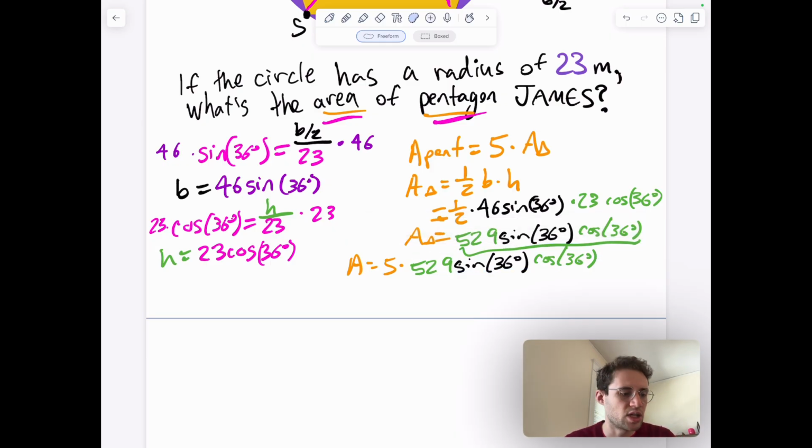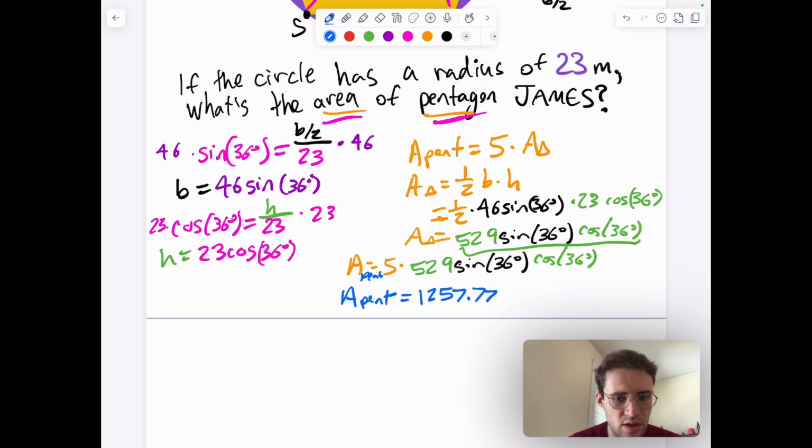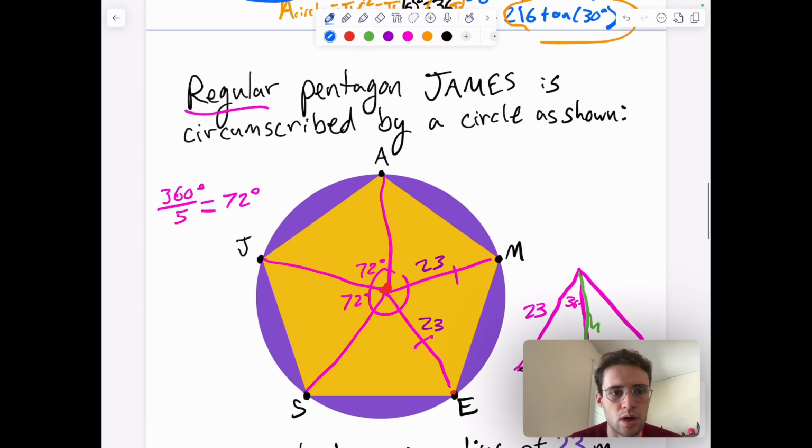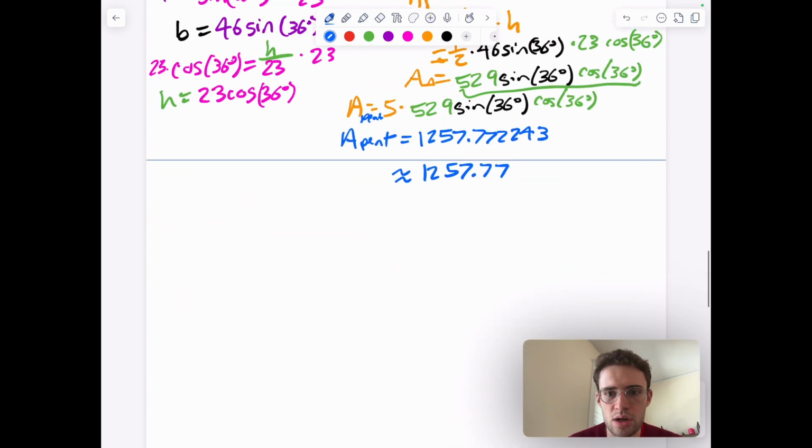Right, and we can type that into our calculator exactly as it is there. I don't even need to do 5 times 529 first. 5 times 529 times the sine of 36 degrees, make sure you're in degree mode, times the cosine of 36 degrees, gives us the area of the pentagon is equal to 1,257.772243. If we were to round that to the nearest hundredth, that would be 1257.77. Our units were in meters, so this would be meters squared for the area.